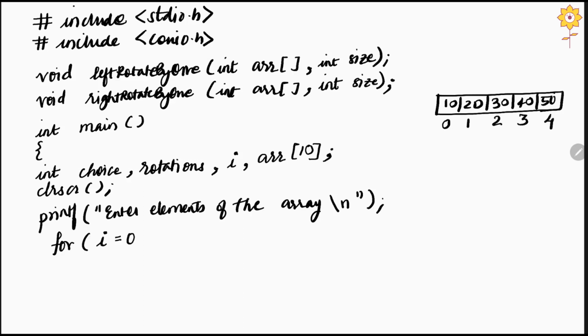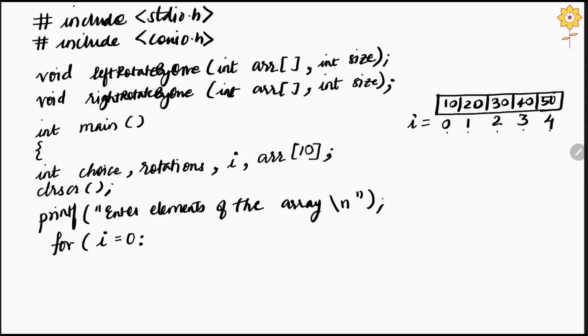We have to take the elements of the array from the user. So, what will they enter? For example, they enter 10, 20, 30, 40, 50. This is how they will be placed inside the array starting from the 0th position. So, how many values will I take? 0, 1, 2, 3 and 4. That is why we are starting i at 0. So, i has been initialized at 0.